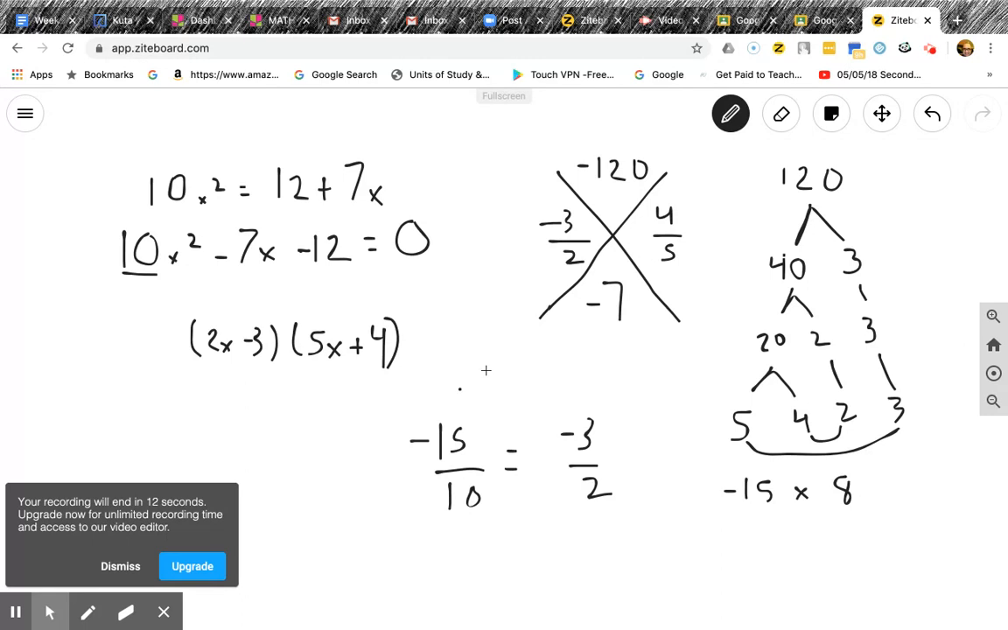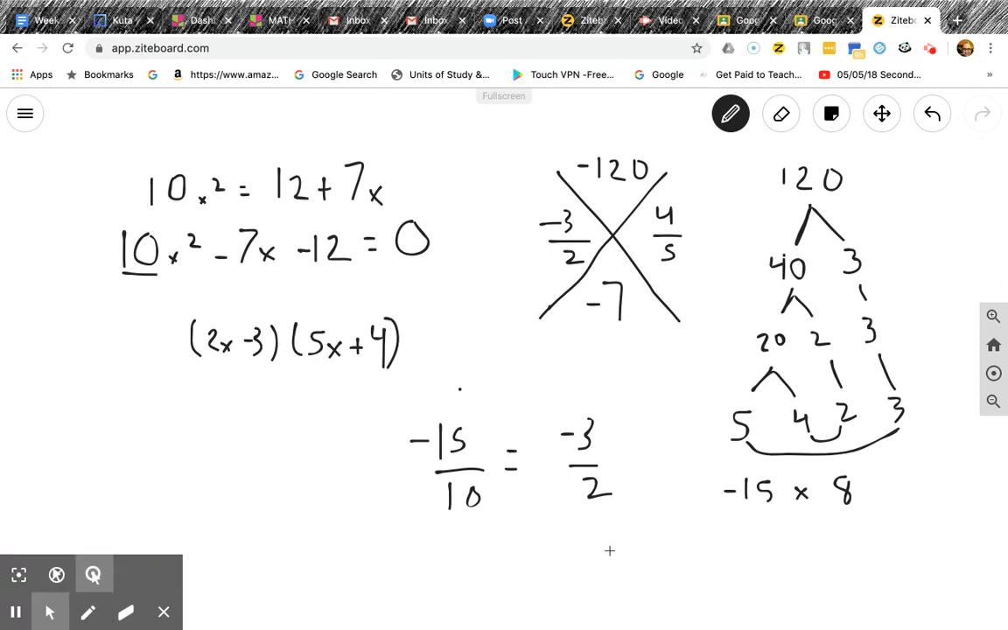I think it's fine if you want to use this. You do have to memorize some steps there, but it does come up with the right answer.